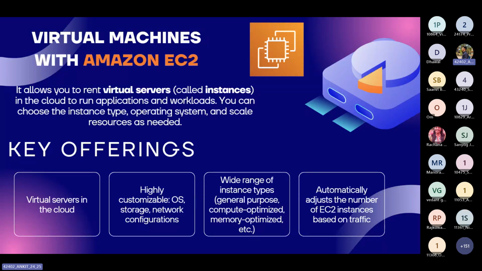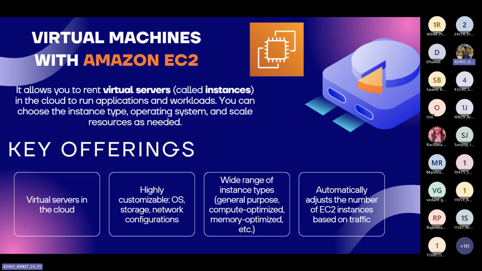And definitely, you can scale resources as needed. It relates to the pay-as-you-go pricing model also. And there are a variety of key offerings. EC2 offers different families of instances. General purpose instances like T3 or M5 are great for balanced workloads. You might get confused about what T3 or M5 is. I'll be covering them better in the next slide.